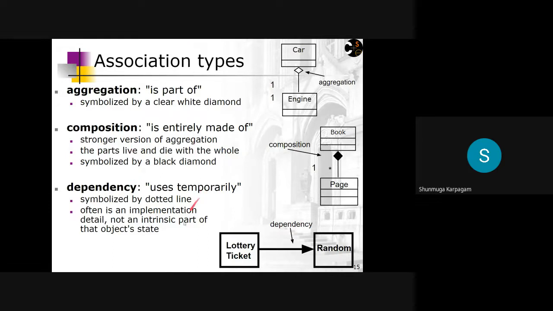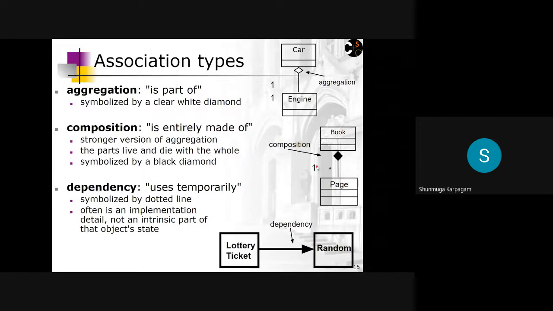So when the whole depends entirely on a particular part, we use the composition relationship. For example, car and steering: if it is not an automatic car, then we need a steering to drive the car.